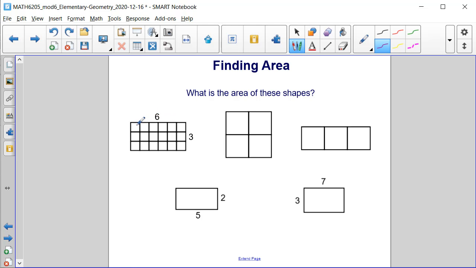In the first one, we have 1, 2, 3, 4, 5, 6 by 3. We can either add up each row, 6 plus 6 plus 6, and that would be 12 plus 6, which is 18 square units. The area of this square would be 2 times 2, which is 4 square units. And this one we have 3 units by 1 unit, or 3 square units.